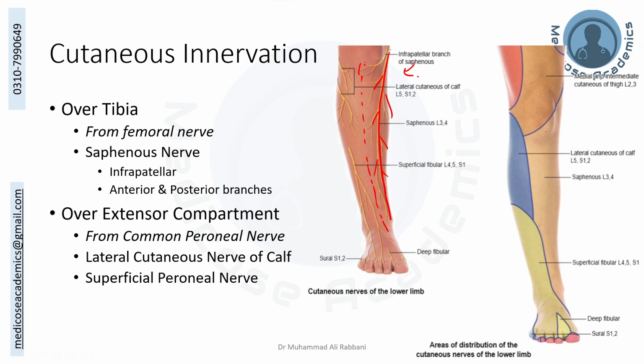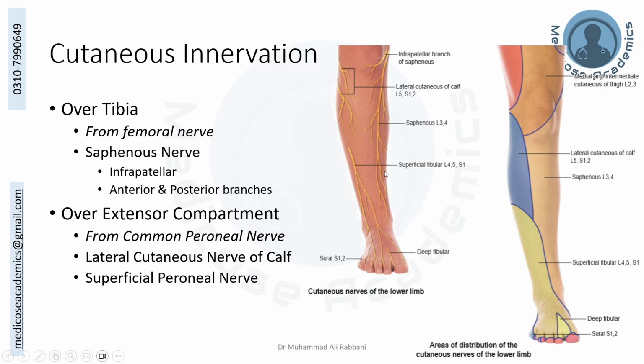This is a picture from Gray's Anatomy, and you can see the area that is supplied. It goes all the way to the ball of the big toe, which means the base of the big toe. It has some other branches, like the branch going below the knee, which is the infrapatellar branch, and then two branches going in front of and behind the malleoli, called the anterior and posterior branches, and so on.